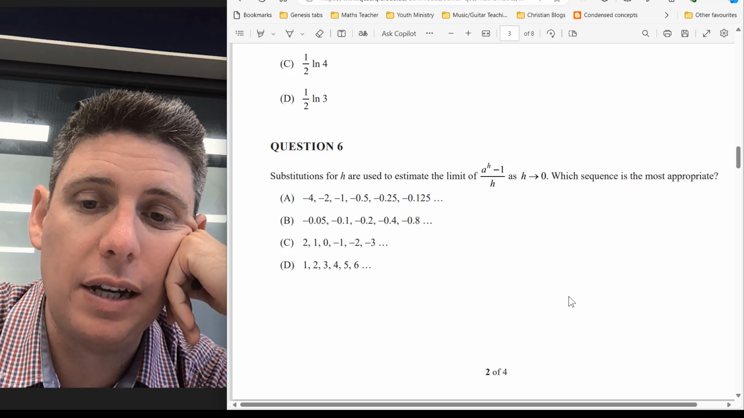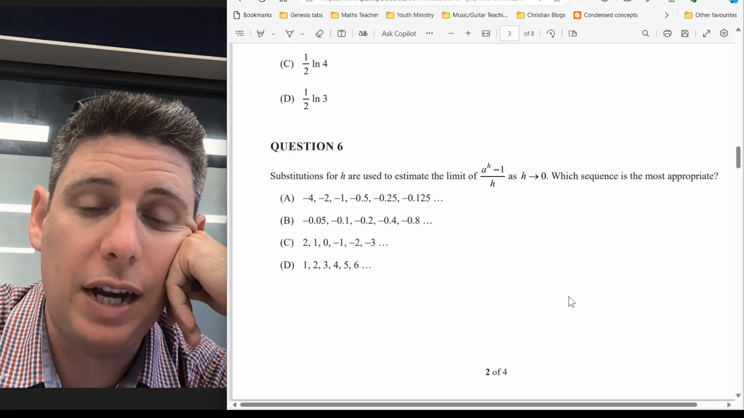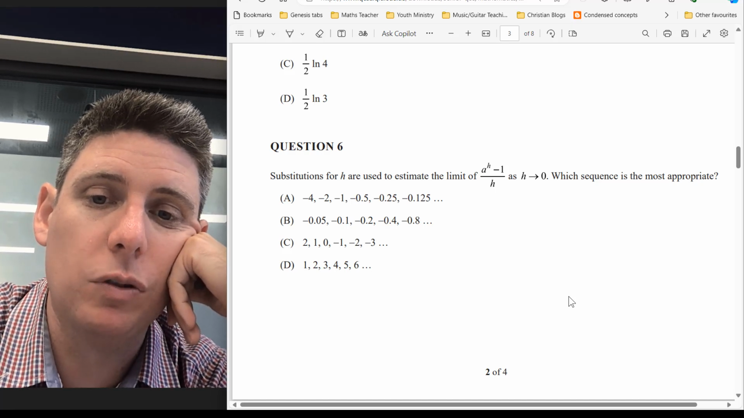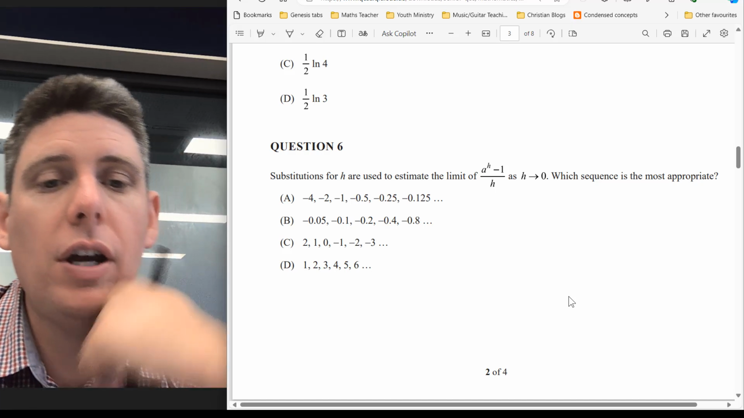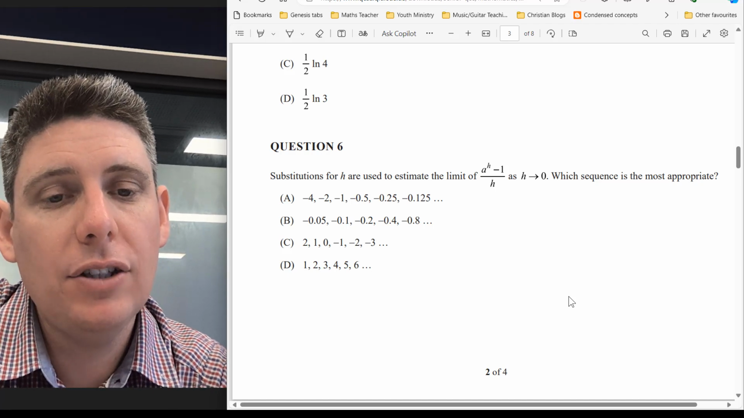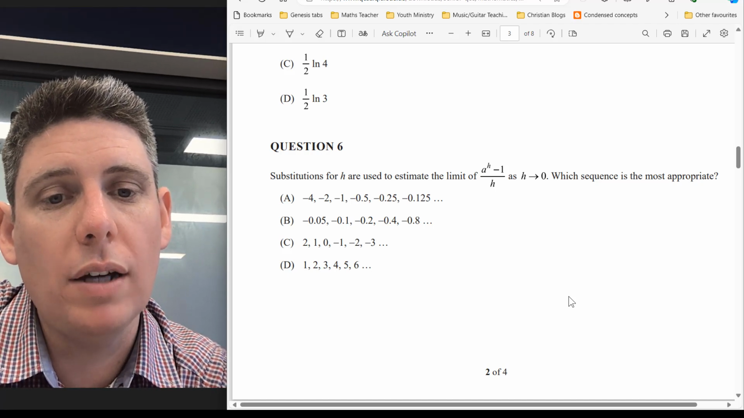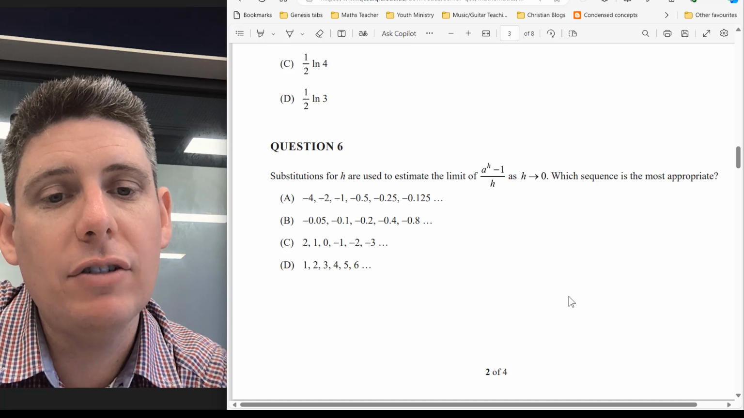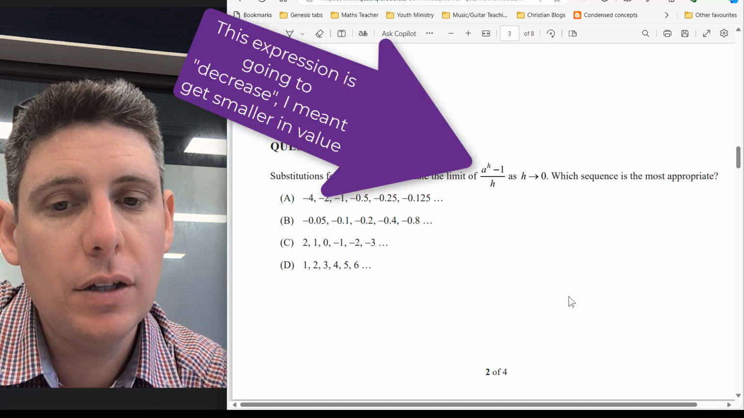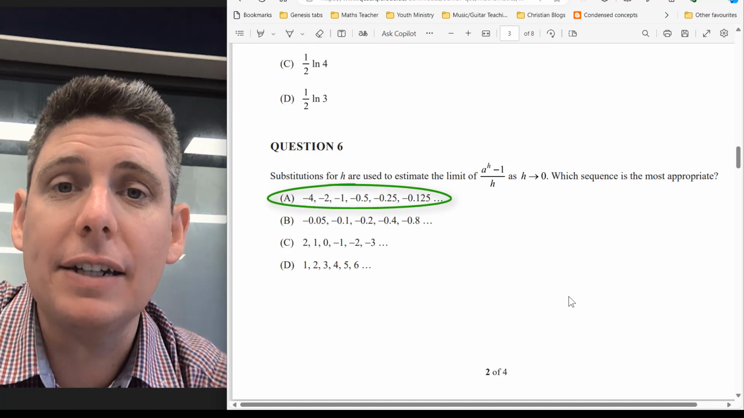So it can't be c, it can't be d for the same reason. It can't just go up at intervals of 1. And so as a to the power of h heads towards 1, it's going to decrease. So the answer is 6a.